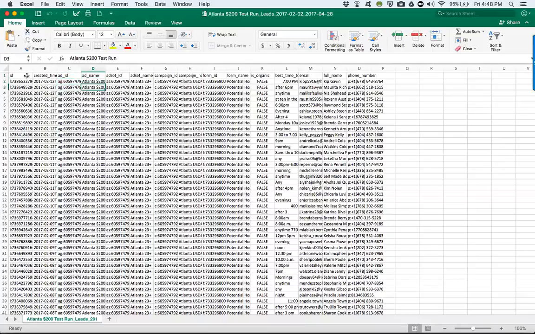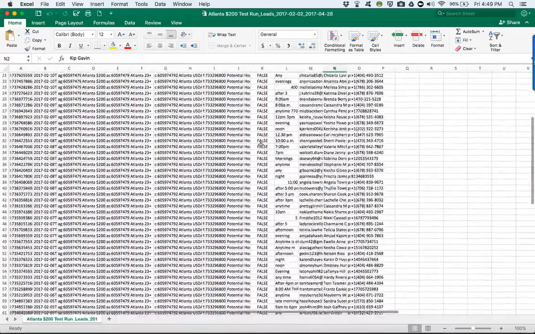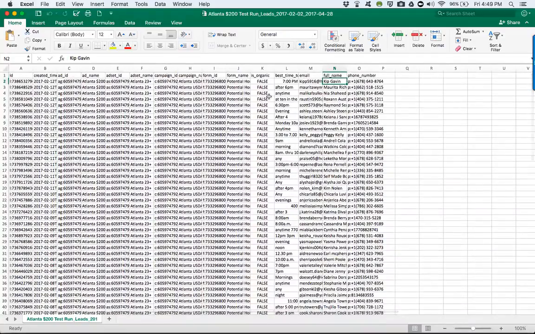The ad name, that would be your ad name. The ad set ID, information for Facebook. Ad set name is yours. Campaign ID is Facebook's information, your campaign name is yours, and then your actual form name. Is organic is basically saying if you had put your ad out and maybe someone had seen it and chose to share it with somebody, then it would register under the organic portion. But see, none of these are that way. They're all false. And so what that means is someone had actually seen the ad, clicked the ad, and then chose to submit their information.